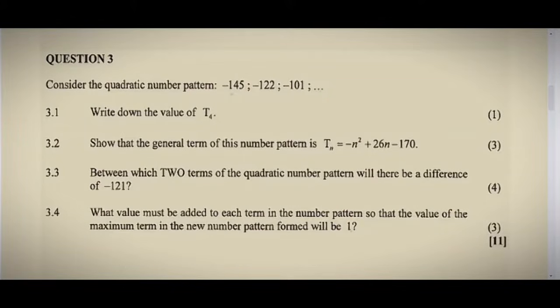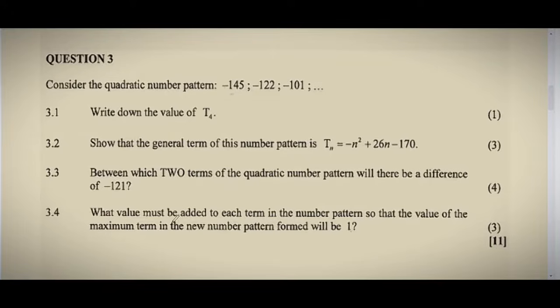Okay, question 3.4 says, what value must be added to each term in the number pattern so that the value of the maximum term in the new number pattern formed will be 1? Now, if you read that statement like that, it is very much possible that you didn't grab anything, right? So now let's go ahead and break down the question.